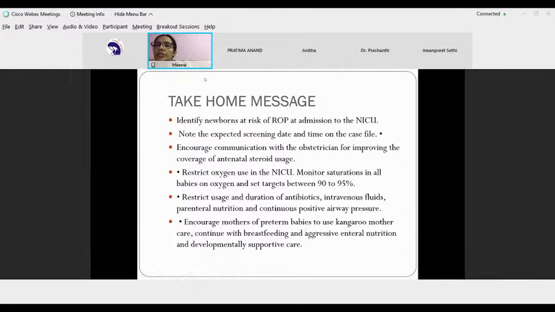And for developmental supportive care, how can they reduce the pain, and how to provide swaddling, facilitated tucking, and how they can talk to the babies. This kind of supportive care can also help the babies.